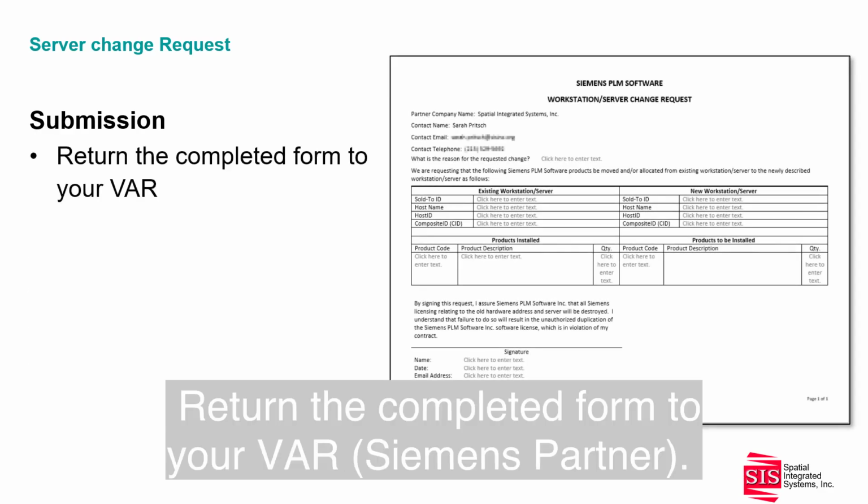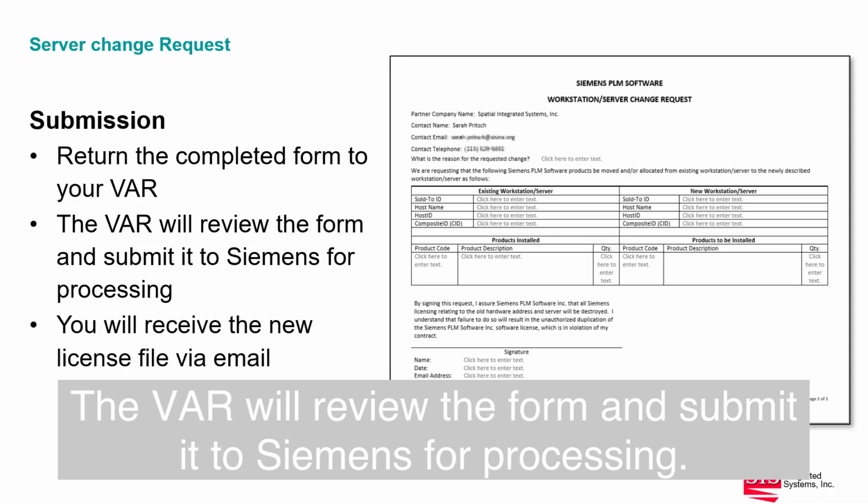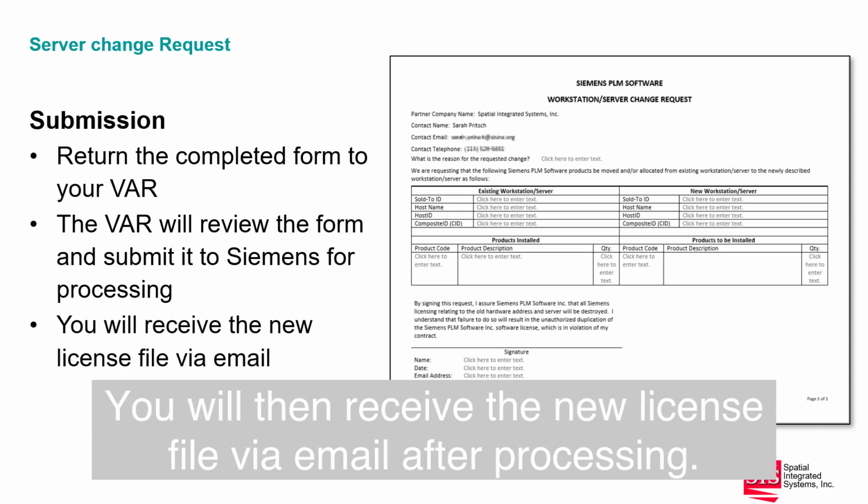Submission. Return the completed form to your VAR. The VAR will review the form and submit it to Siemens for processing. You will then receive the new license file via email after processing.